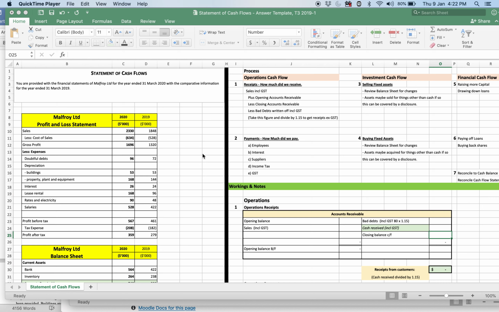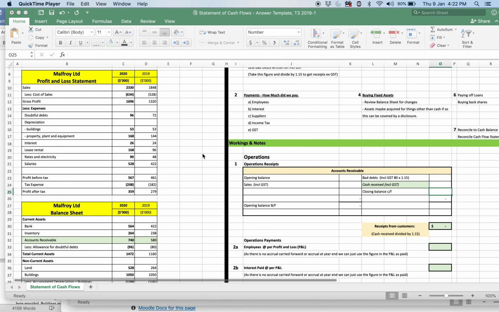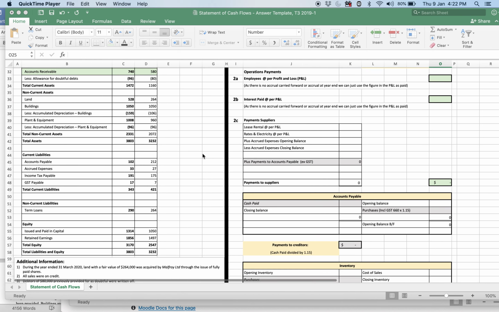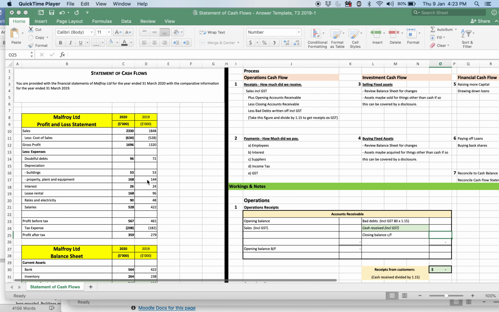Okay, so it's the third main statement. There's an accounting standard to tell us all about it, but we're going to do the practical side of things now. How do we actually prepare one? If we were given the set of accounts, profit and loss statement and the balance sheet, plus any other supporting information, we could produce a statement of cash flows.